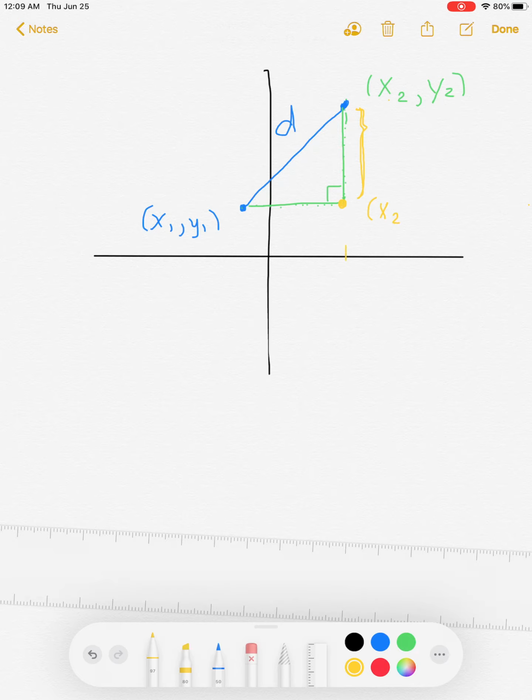The X value is along the x-axis. The Y value will be the same as this point to the left of it in blue.